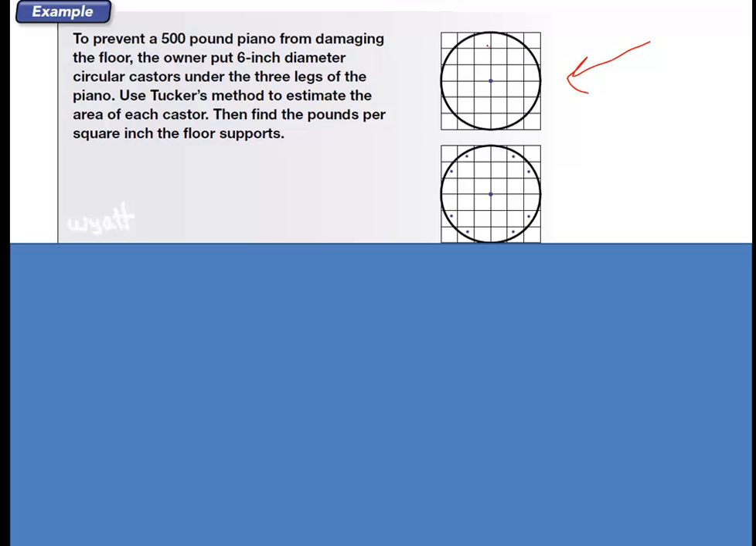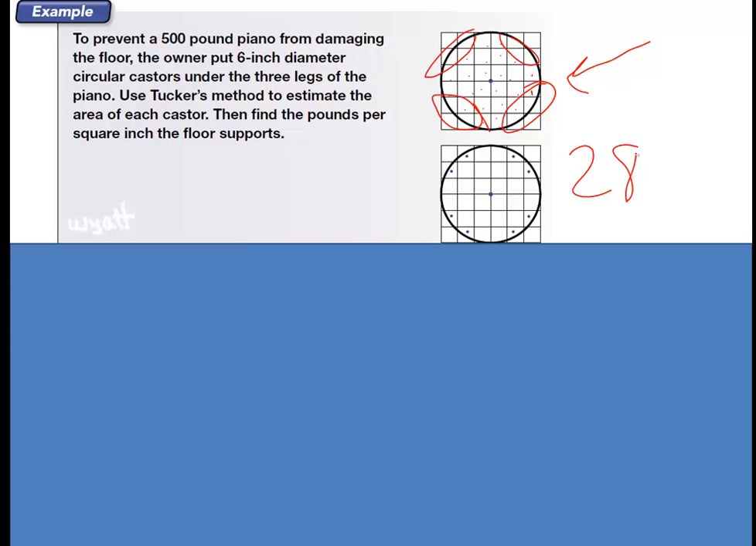So you've got 1, 2, 3, 4, 5, 6, 7, 8, 9, 10, 11, 12 whole ones there. 13, 14, 15, 16, 17, 18, 19, 20, 21, 22, 23, 24. I got 24 whole ones, and then I've got 25, 26, 27, 28 with the partials. So I'd go with 28. I think there's 28 square inches in each one of those casters.